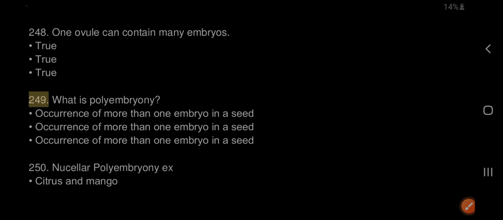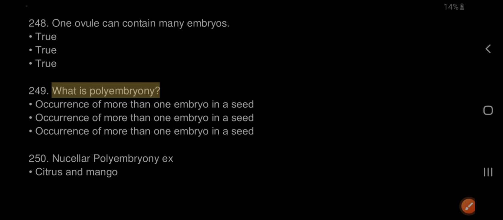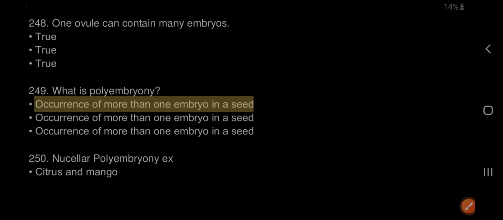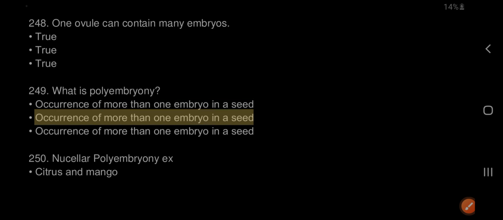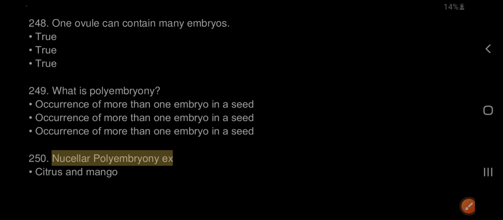249. What is polyembryony? Occurrence of more than one embryo in a seed. 250. Examples of polyembryony: citrus and mango.